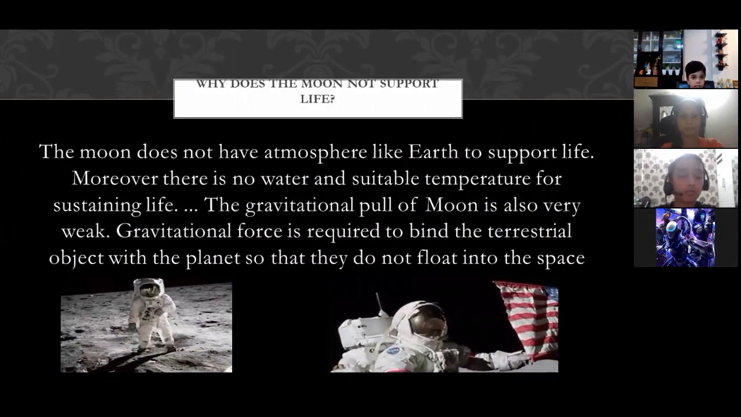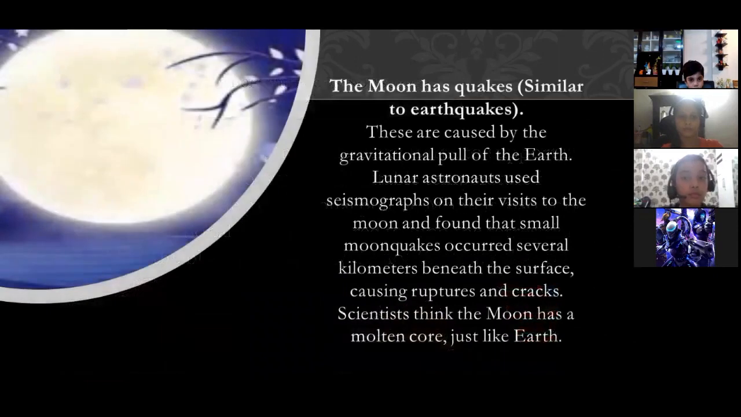Why does the moon not support life? The moon does not have an atmosphere like Earth to support life. Moreover, there is no water and suitable temperature for sustaining life. The gravitational pull of the moon is also very weak. Gravitational force is required to bind the terrestrial object with the planet so that they do not float into the space. Over to Pavitran.